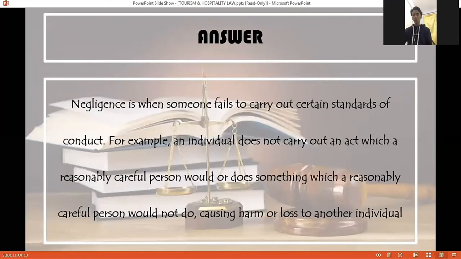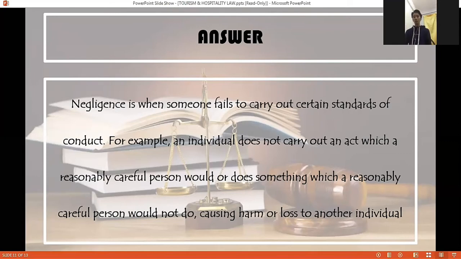Negligence is when someone fails to carry out a certain standard of conduct. For example, an individual does not carry out an act which a reasonably careful person would, or does something which a reasonably careful person would not do, causing harm or loss to another individual. There are four key elements in proving negligence.